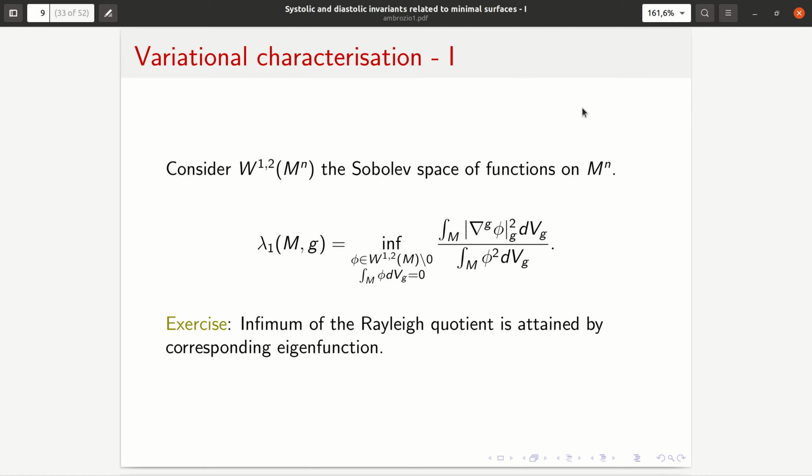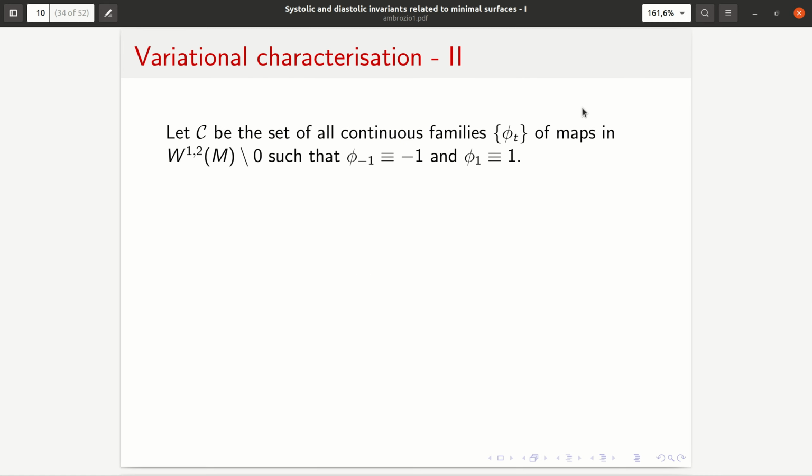So he was minimizing the length of homotopically non-trivial closed curves. However, I think that this formula obscures a bit the real character of lambda 1. And this second variational characterization is the one that I think is interesting for us in this discussion. And what is this characterization? So I will take capital C to be the set of all continuous families of maps in W^{1,2} except the origin, such that the initial map is constant and equal to -1, and the final map is constant and equal to 1.